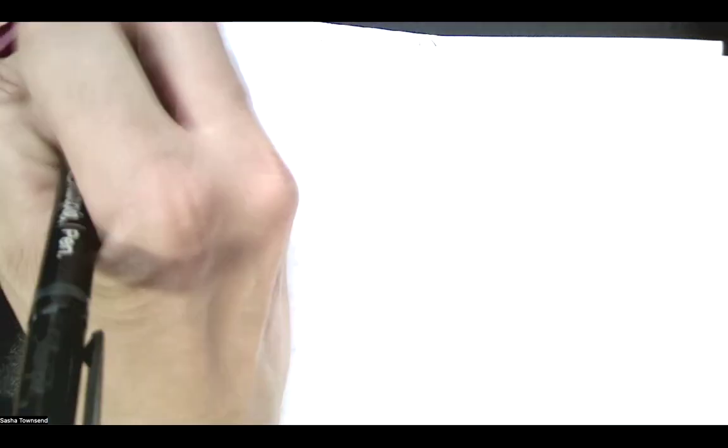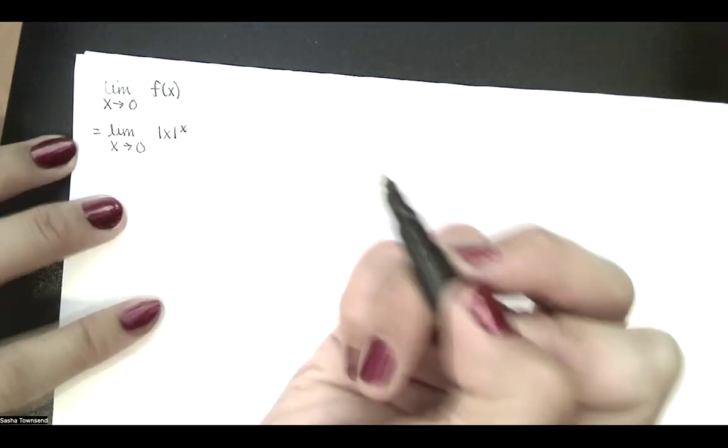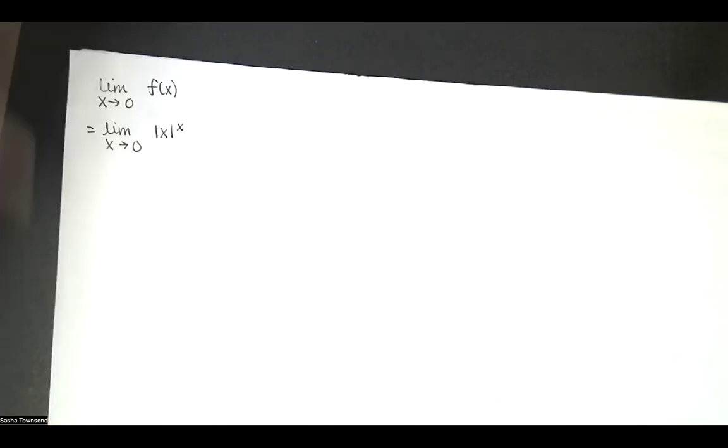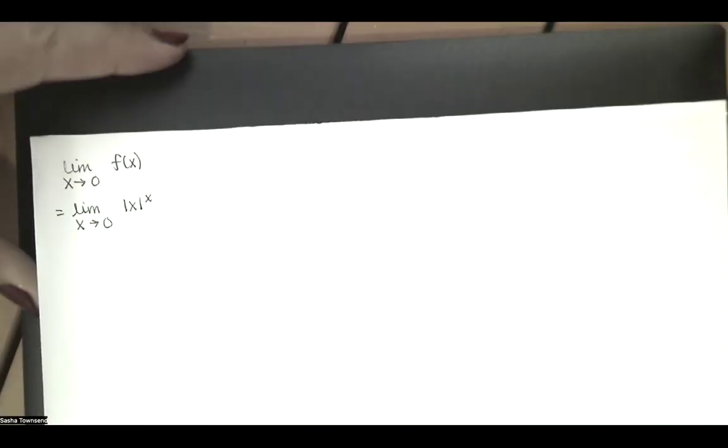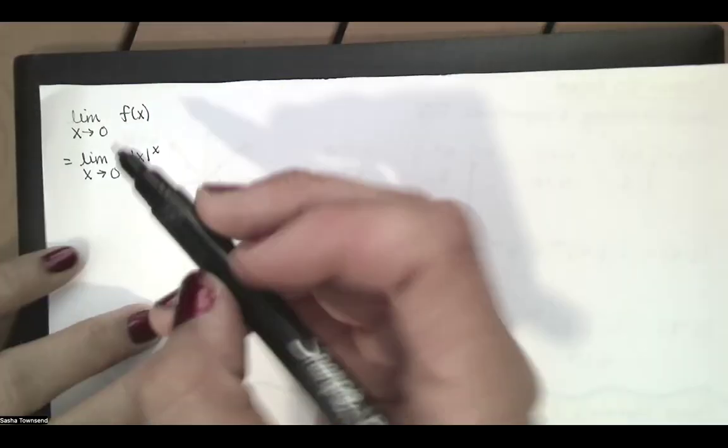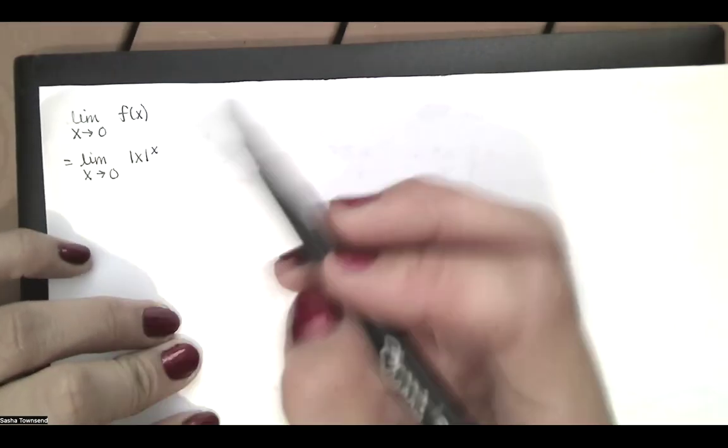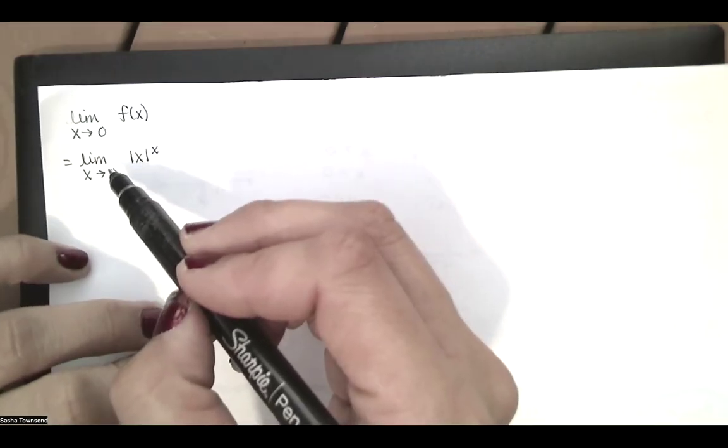Let's take the limit as x approaches 0 of f of x. Well, f of x, remember, is the absolute value of x raised to the x when x is not equal to 0. And remember from the beginning of Calculus 1, when we're computing a limit as x approaches a number, we're not actually concerned about what happens at that number.